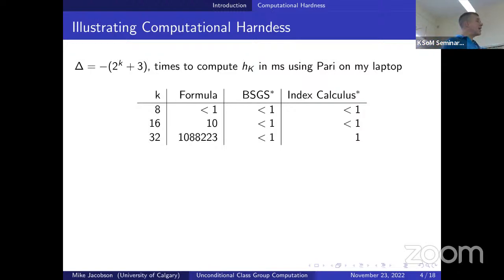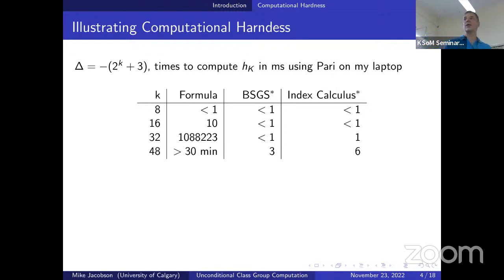But index calculus, the one that I said is the best, is actually slower than baby step, giant step. This is another phenomenon in computational hardness: when we computer scientists say that one algorithm is superior to the other, we're talking about this asymptotically, which means for sufficiently large inputs. So you see here already evidence that even though index calculus is the best asymptotic algorithm, with these smaller discriminants it is not the fastest algorithm in practice. Okay, so I can keep going.